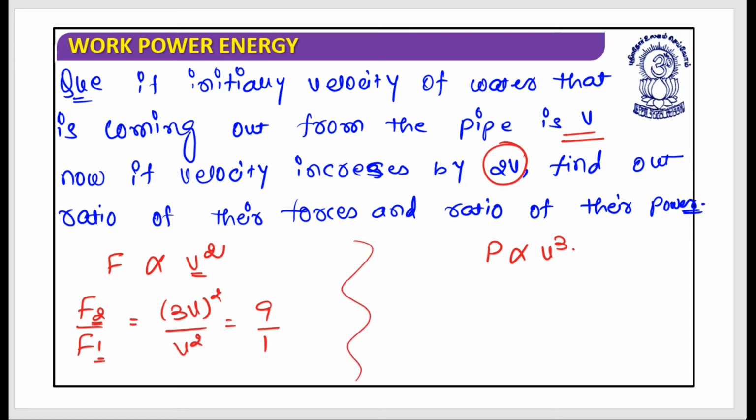And now let's do it for the powers. So for the power, P2 by P1 is equal to 3V cube divided by V cube. 3 cube is 27, so this is 27 is to 1. Let me rewrite this. Yes, I hope this is clear. Is it clear? Got it? Great.